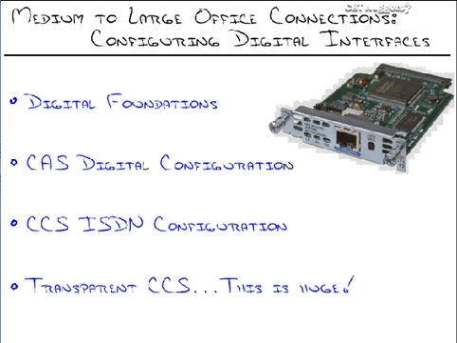Medium to large office connections, configuring digital interfaces. Alright, we are about to get into some pretty heavy concepts. We're going to go through and start setting up our router to connect to PBX systems and route that traffic across the IP WAN. Most people call this toll bypass.